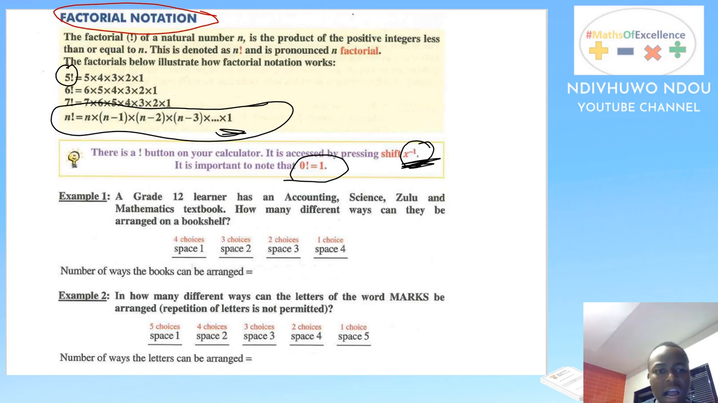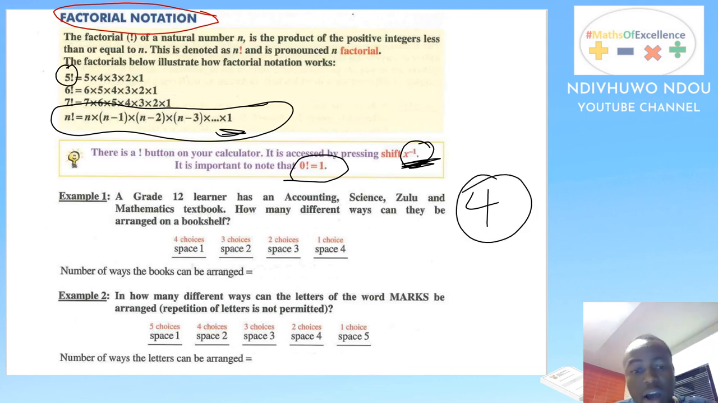So there's an accounting, science, Zulu and mathematics textbook. How many different ways can they be arranged in a bookshelf? So now let us look, how many items do we want to arrange? We have accounting, science, Zulu and mathematics textbook. So we have 4 different items or books that we want to arrange, right?